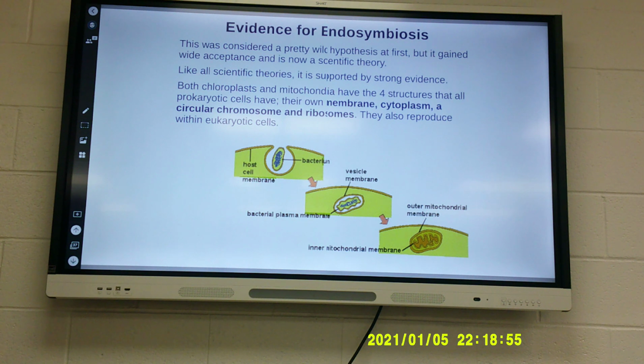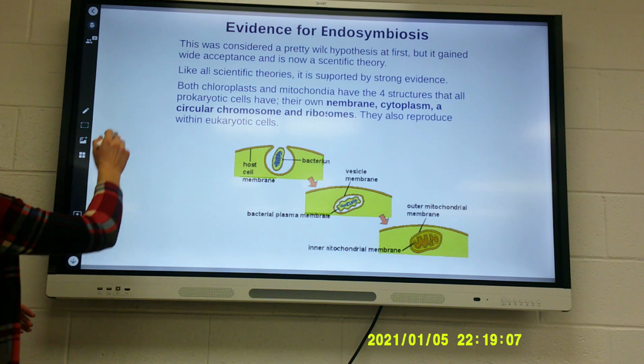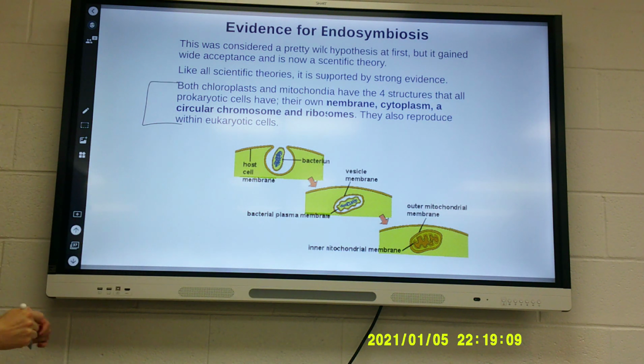Evidence. There was considered a pretty wild hypothesis at first, but it gained wide acceptance and is now a scientific theory. Like all scientific theories, it is supported by strong evidence. Both chloroplasts and mitochondria have 4 structures that all prokaryotic cells have: membrane, cytoplasm, circular chromosomes, and ribosomes. They also reproduce within eukaryotic cells.